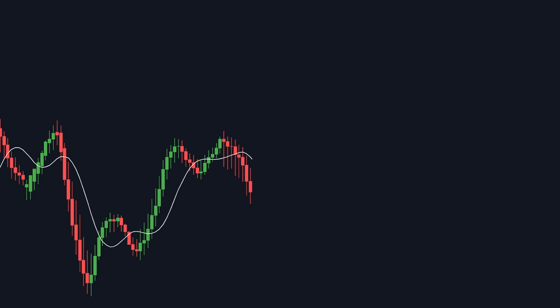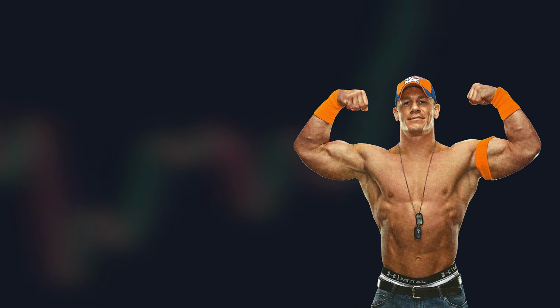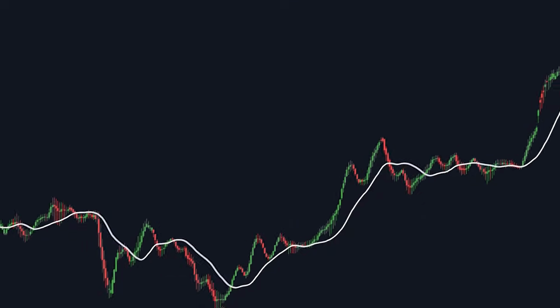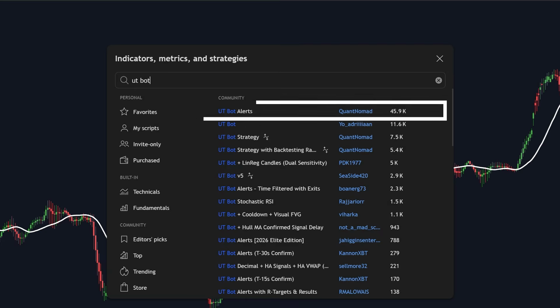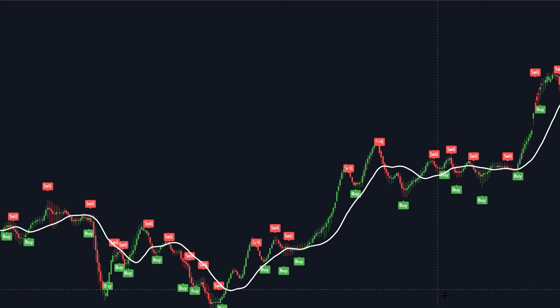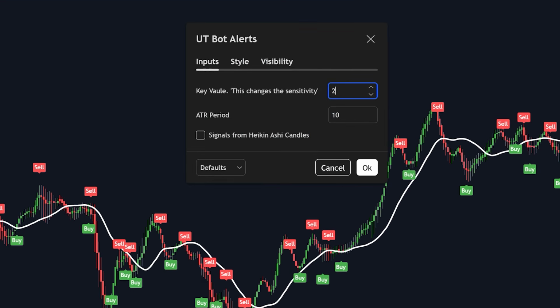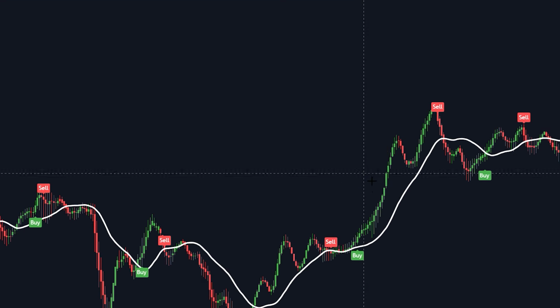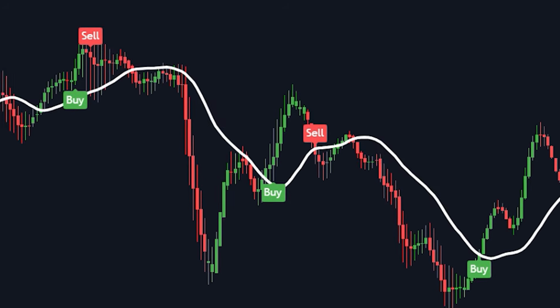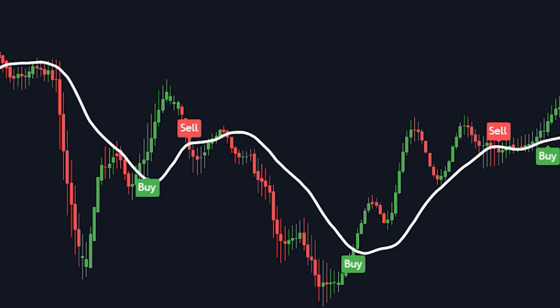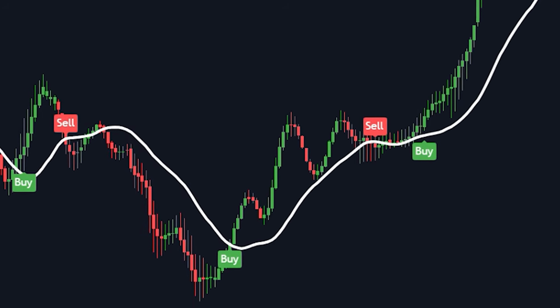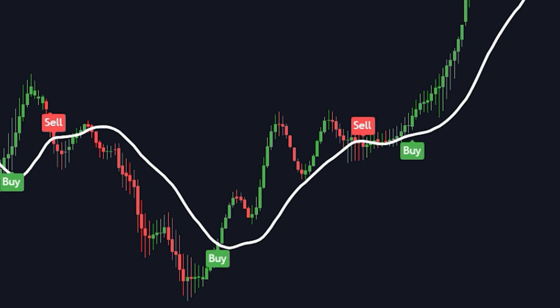The regression candles are powerful on their own, but here's something that makes them even better. Search UT bot alerts by Quant Nomad, alerts version, not the strategy. Set the key value to 2 and the ATR period to 1. Now you have a precise trigger. You only enter when two things are true simultaneously: the UT bot fires a signal and the regression candles are on the right side of the line.